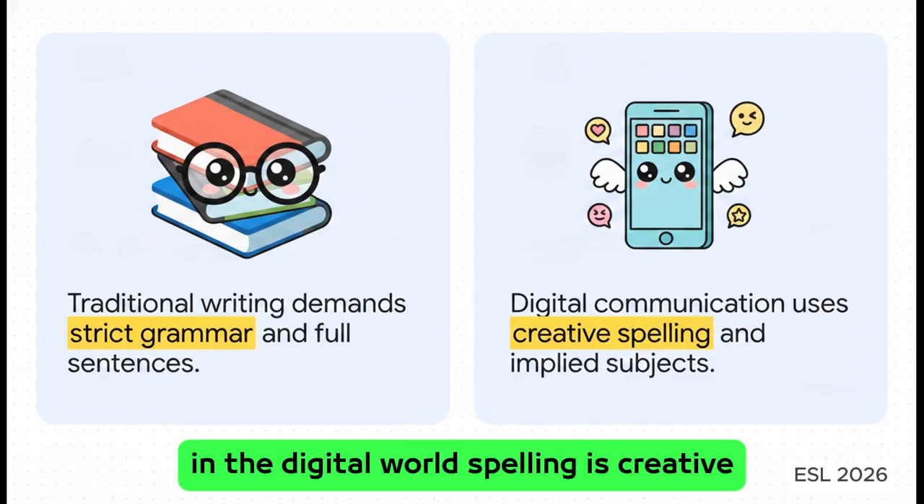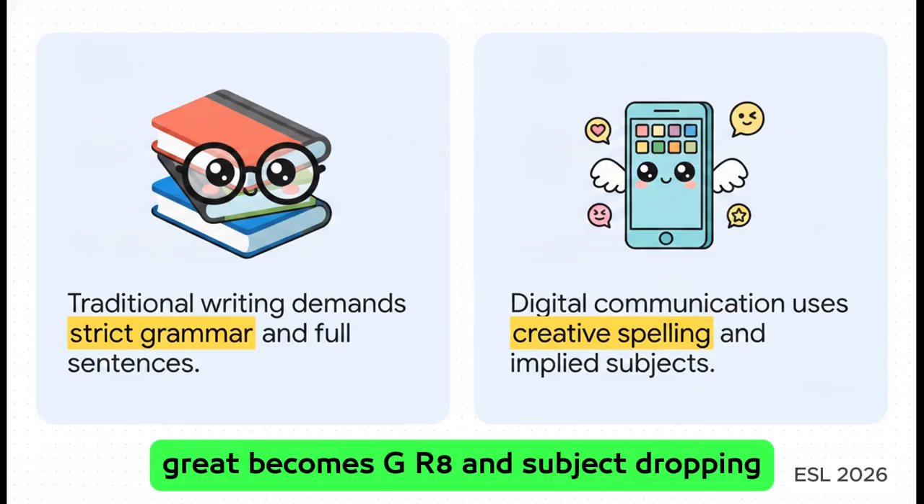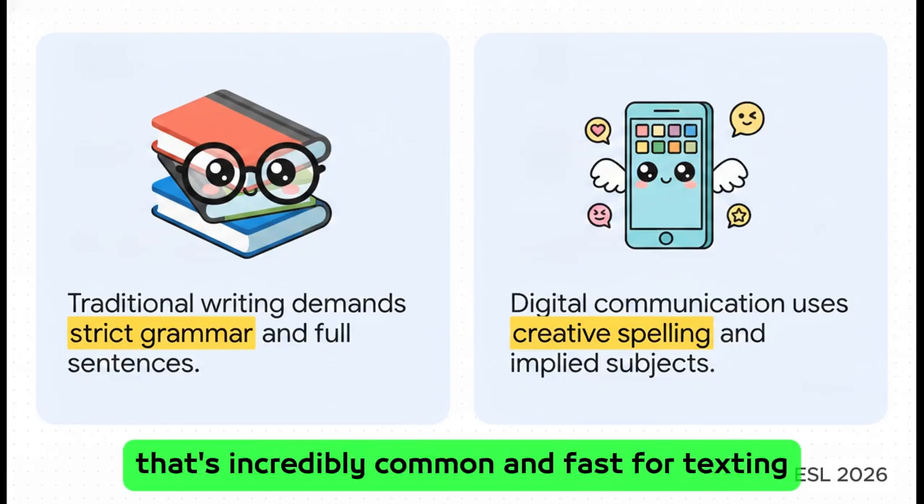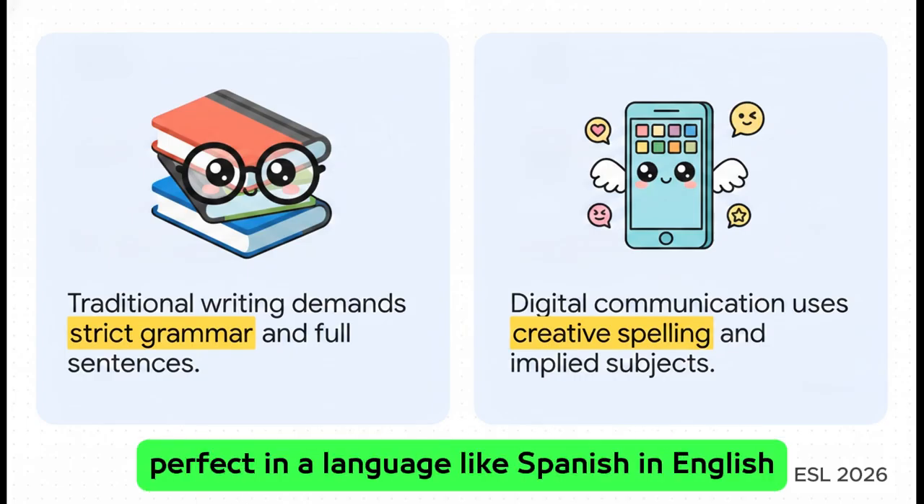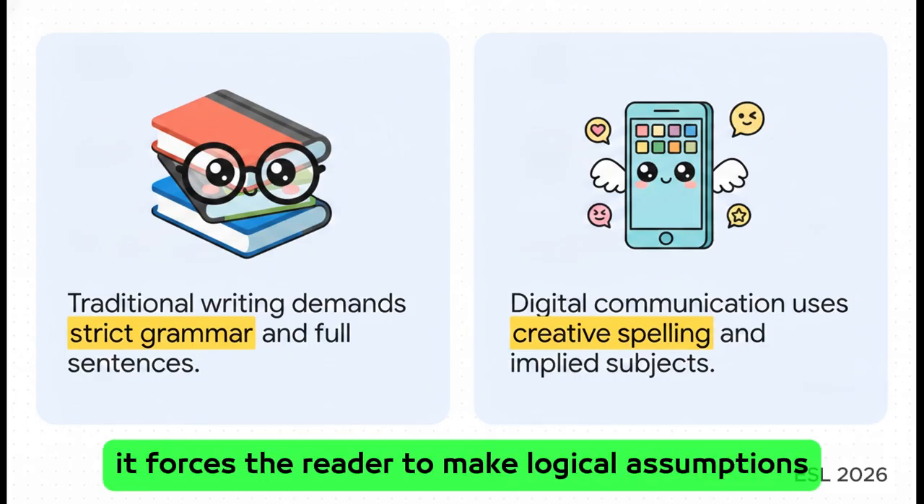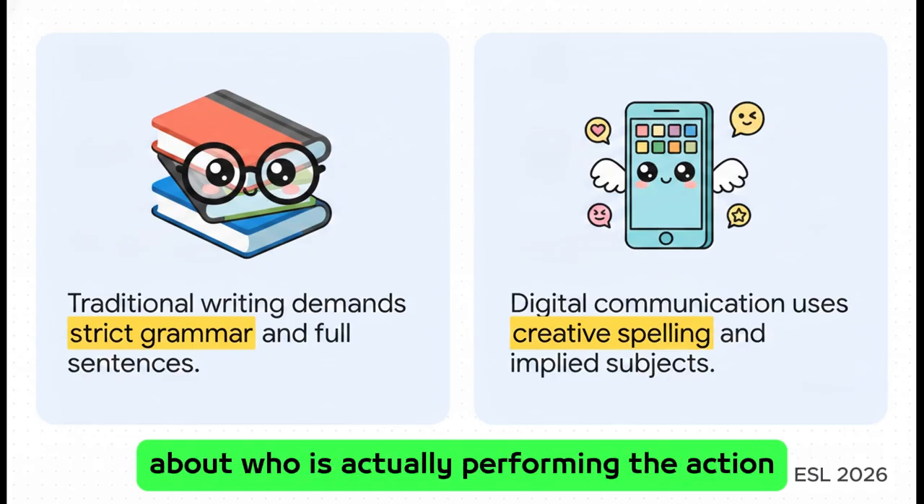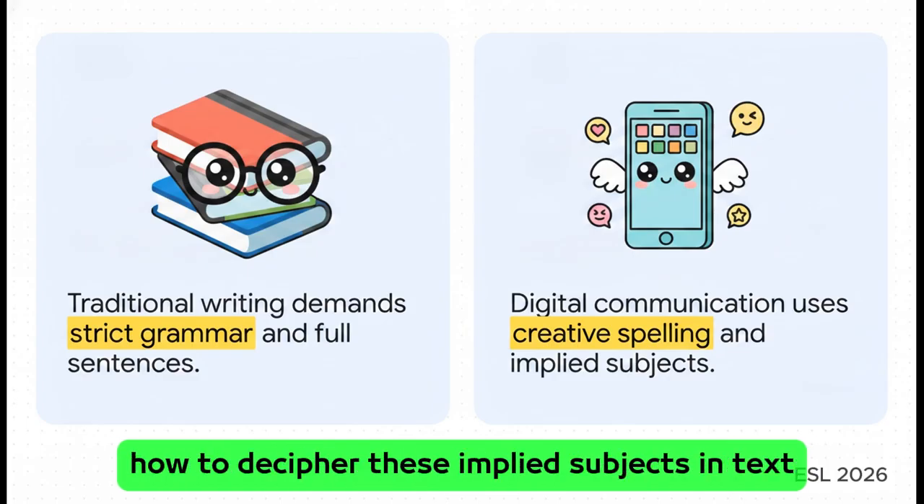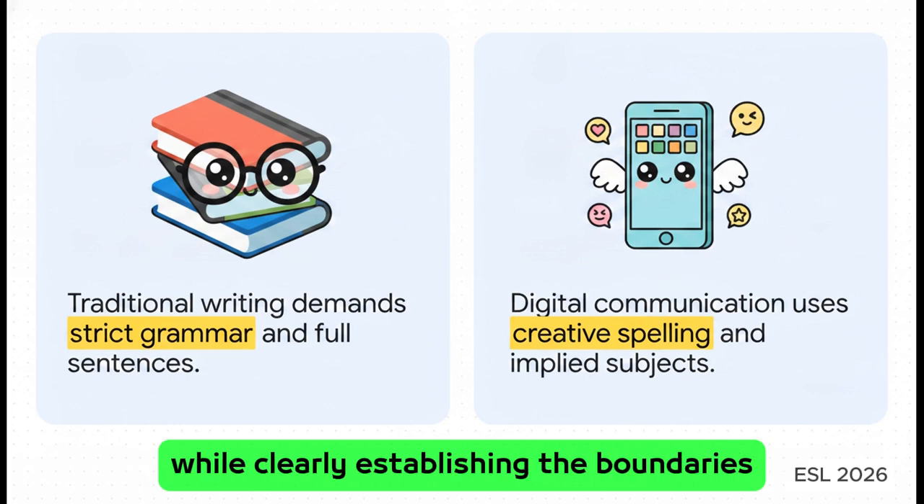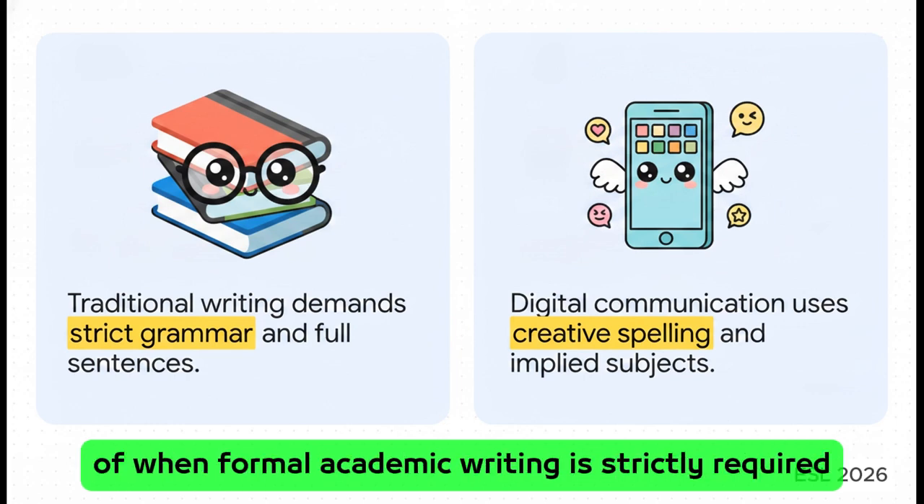In the digital world, spelling is creative, great becomes GR8, and subject dropping, that's incredibly common and fast for texting. Now, while dropping a subject might be grammatically perfect in a language like Spanish, in English, it forces the reader to make logical assumptions about who is actually performing the action. We really have to teach our students how to decipher these implied subjects in texts while clearly establishing the boundaries of when formal academic writing is strictly required.